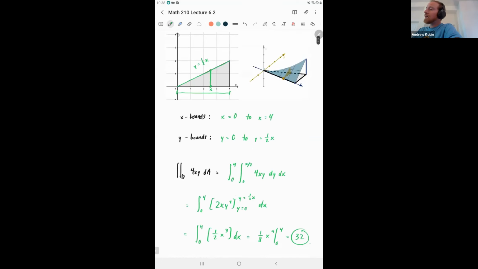The volume of this funky, curvy wedge-looking shape is 32 on the nose. And in other problems, we'll certainly get stranger-looking values that aren't just whole numbers. But there we go. Our first iterated integral over a region that's not just a rectangle.